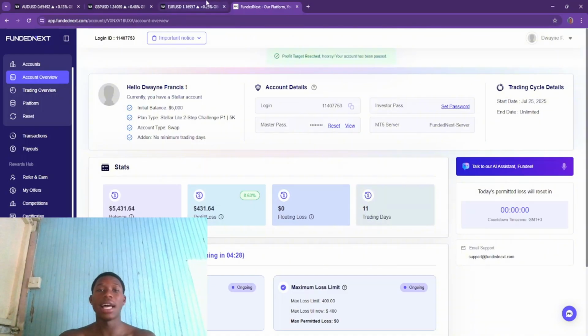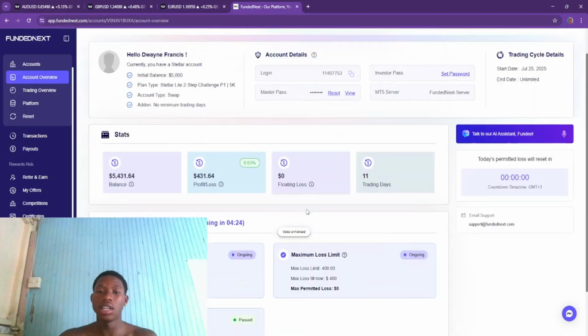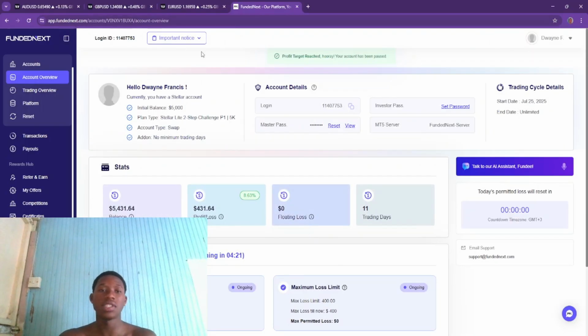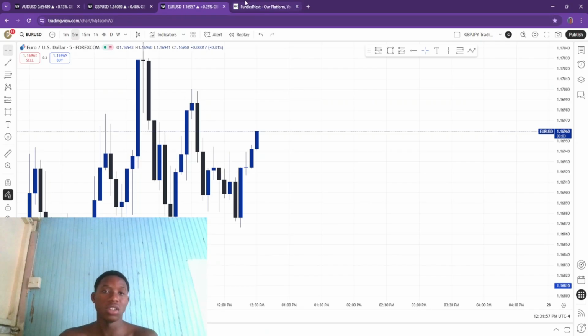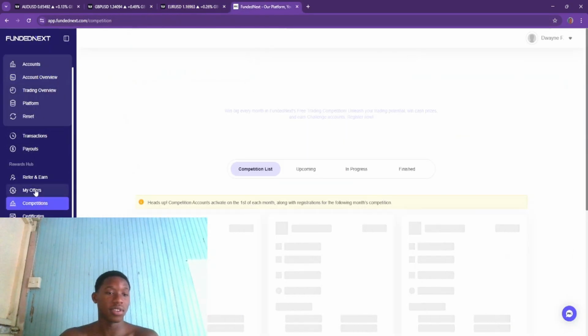We have a Stellar Lite account, so with the Stellar Lite account, you have to pass 8% first, and then the next profit target is like 4%. So yeah, we're there. I don't know if they're going to give me a certificate.